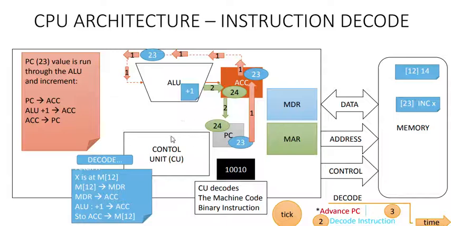Control unit will probably be telling the ALU, hey, you need to do a +1 operation on this. At this point, it will increment it, and that will then be written back to the program counter. So in this first tick of the decode cycle, the program counter will be incremented from 23 to 24. At the same time, the circuits inside the control unit will be busy decoding the binary instruction representing IncX.